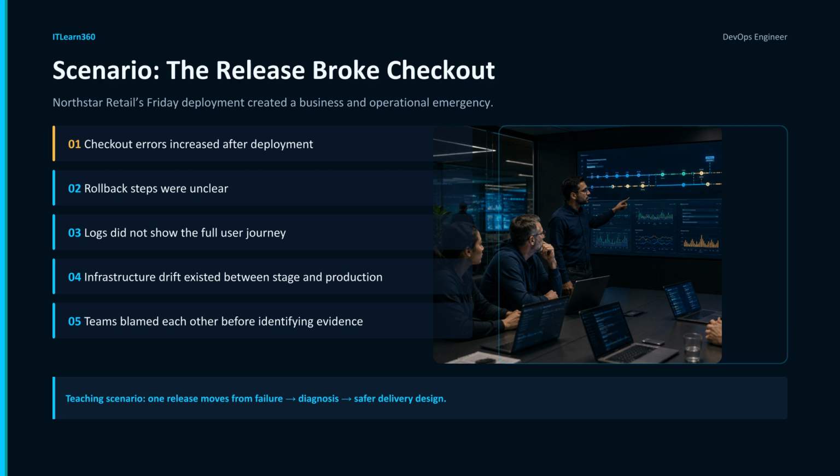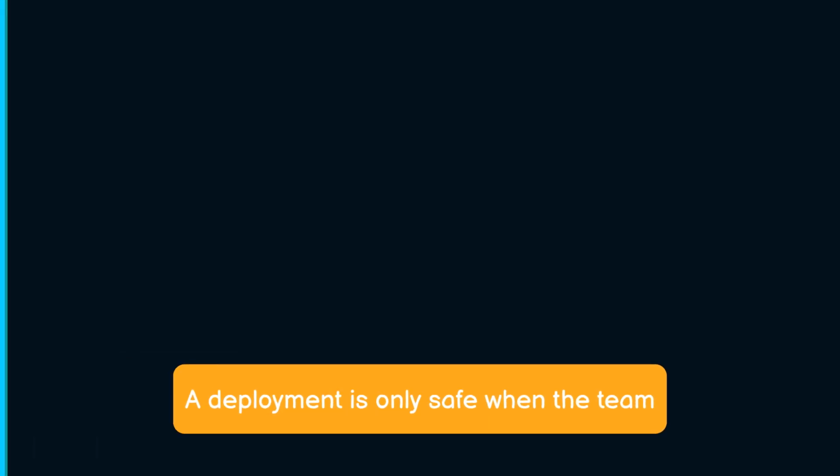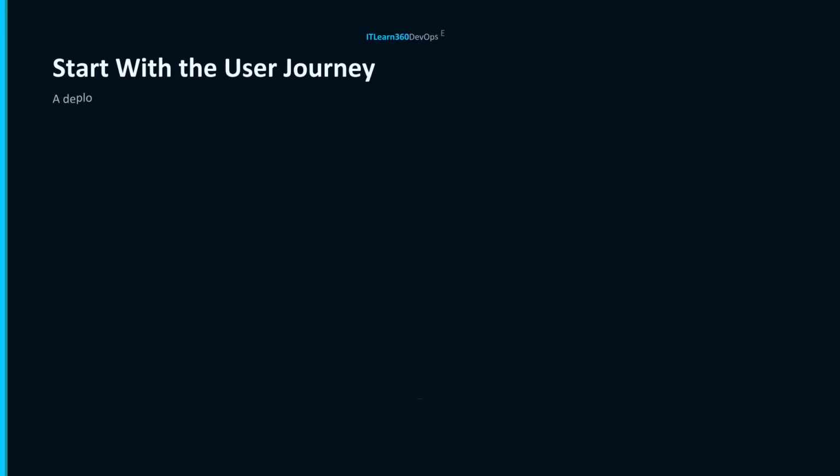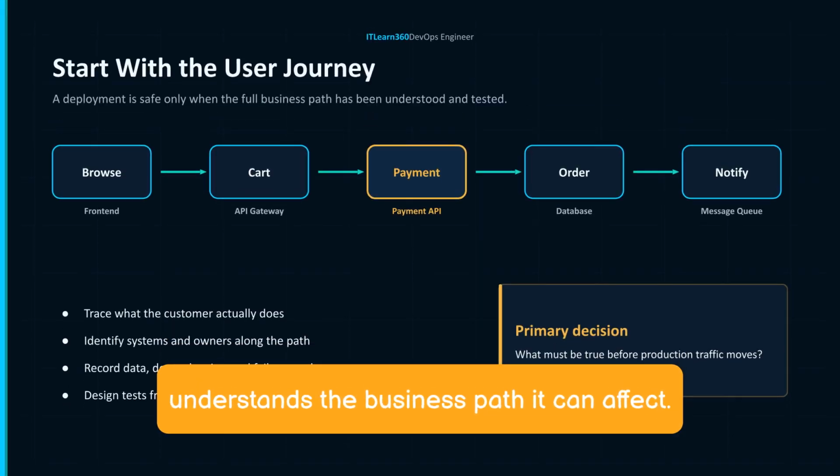The engineer has to determine what changed, which customer path is failing, whether the infrastructure is consistent, how to contain impact, and how to recover safely. We will use the same incident to redesign the release process. Before touching the pipeline, however, the team must understand what the customer actually does, from browsing a product to completing an order. A deployment is only safe when the team understands the business path it can affect.